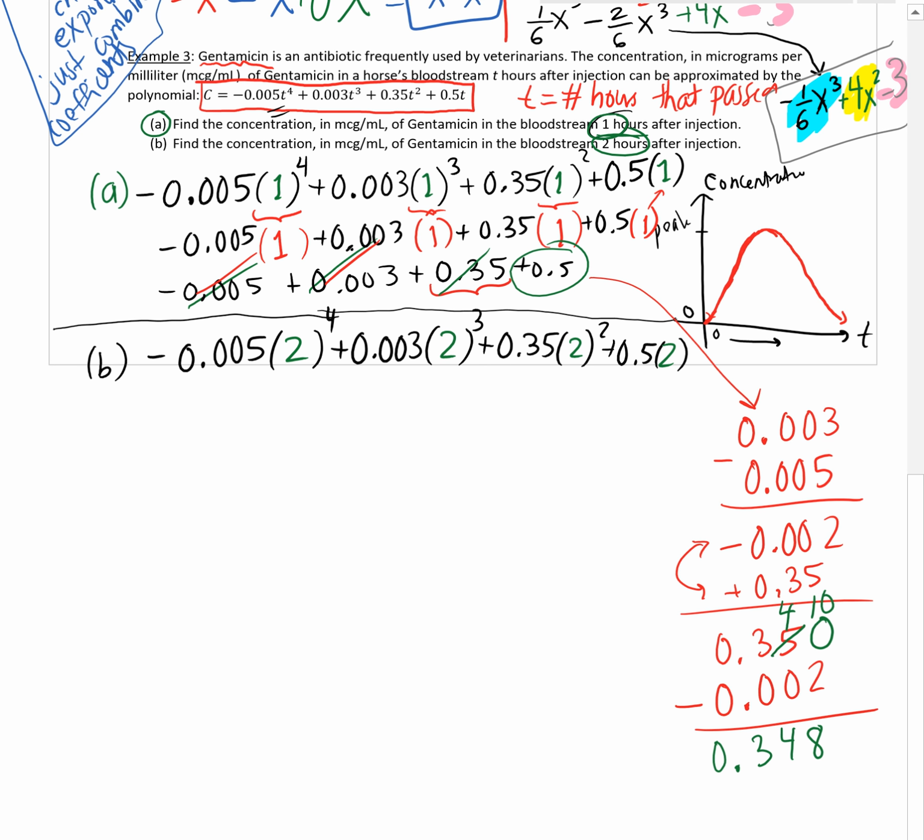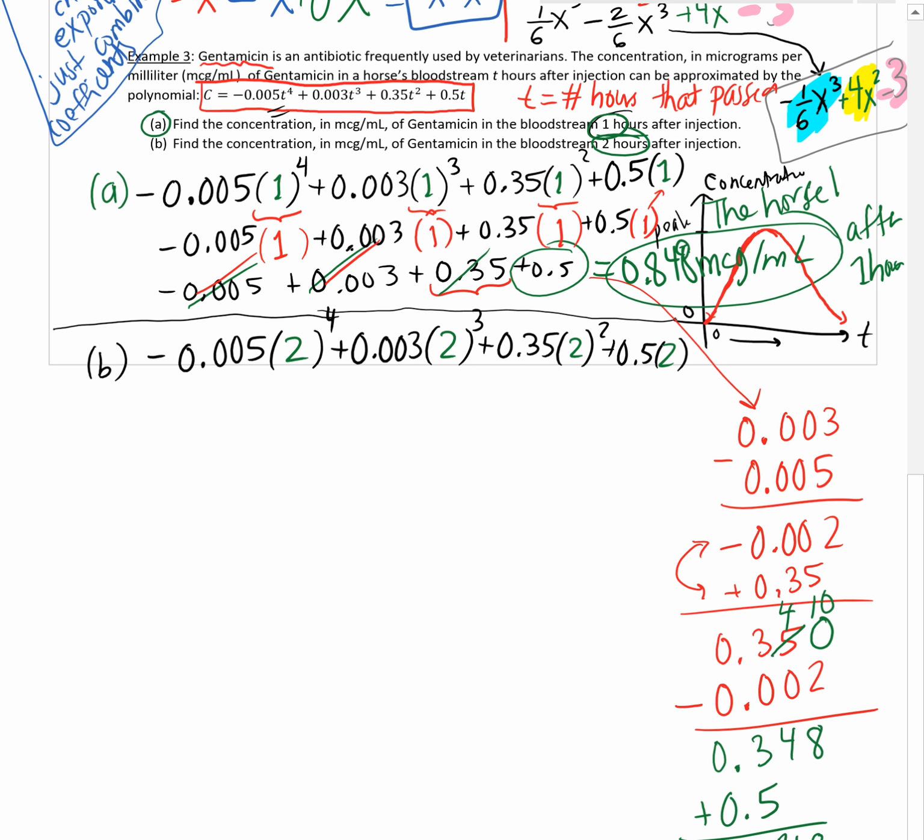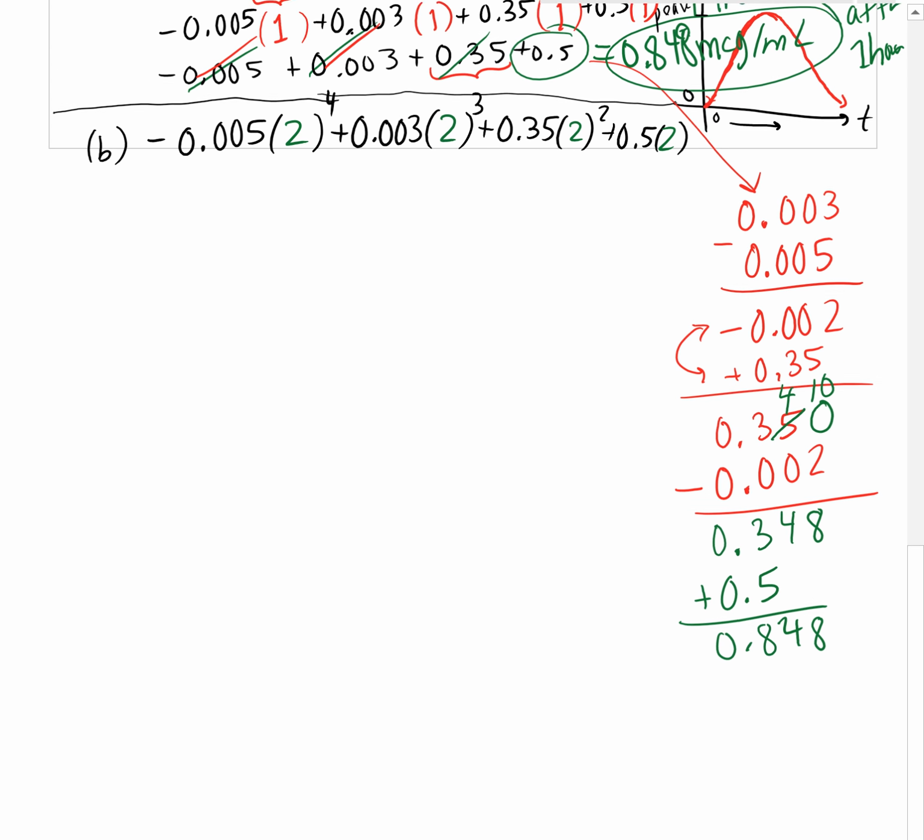Now the very last one, I just need to add 0.5, and then I'll be done. That's 0.848. Okay, so that must be the answer. 0.848, and what's the unit here? Micrograms per milliliter. There we go. And that's after 1 hour. I didn't really leave myself a lot of room for full sentences here, but you could say the horse has that many micrograms per milliliter after 1 hour. Sure, why not? That sounds fine to me.